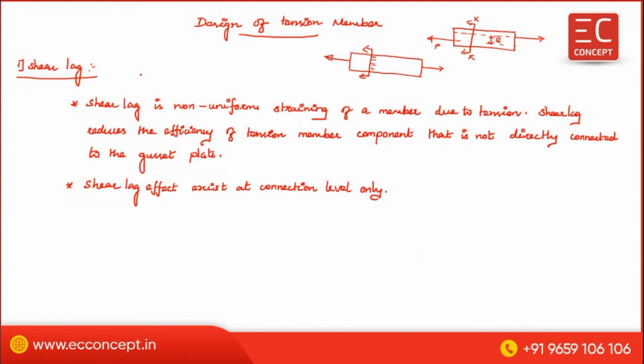So the shear lag effect is an effect due to non-uniform distribution of the strain. Meaning, if the centroid of the section coincides with the axial force, then there is no non-uniform strain. If the centroid of the section and the axial force do not coincide with each other, then there is a non-uniform strain, and the shear lag effect will come.